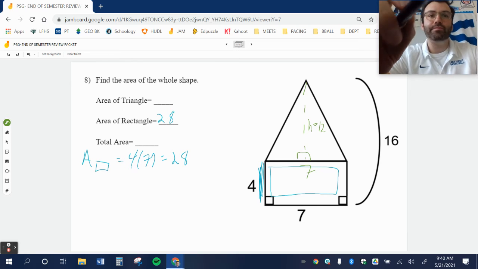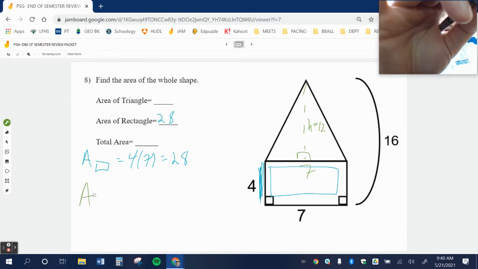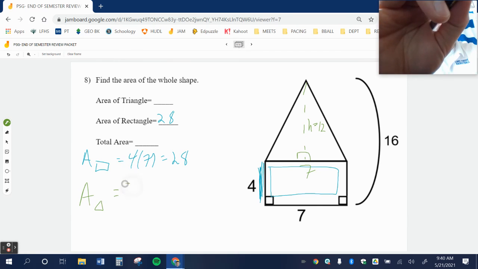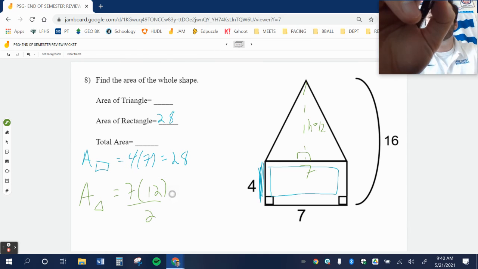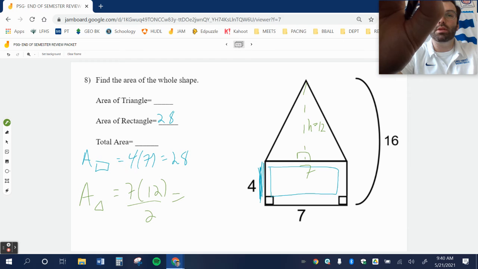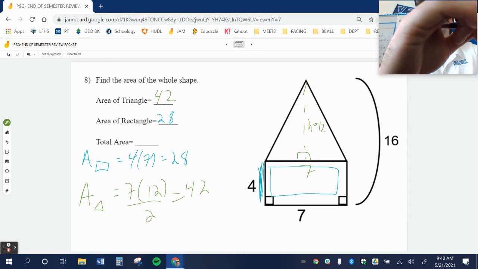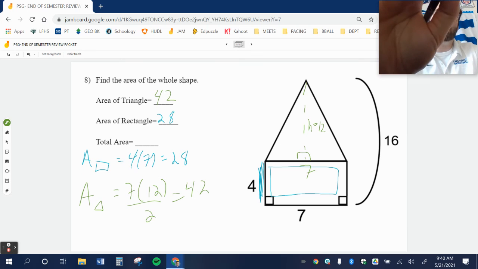I'll find the area of my triangle now. I'm going to do base, so 7 times 12 over 2, which ends up being 42. Total area, 42 plus 28, is 70 units squared.